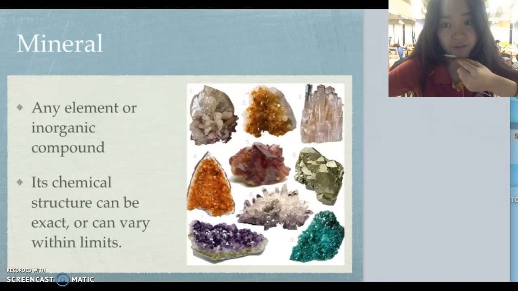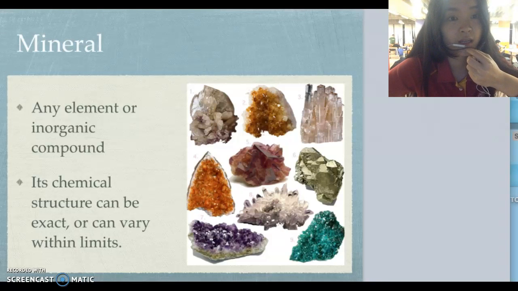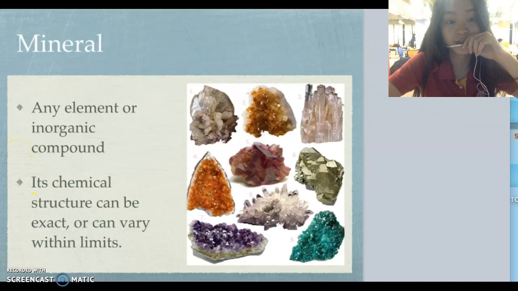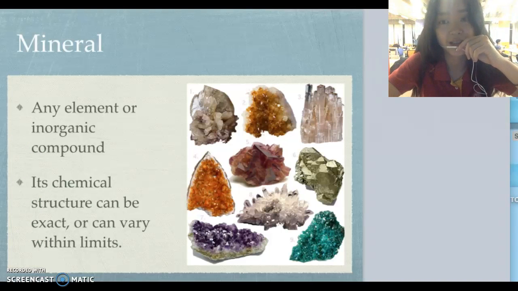So what's the difference between rock and mineral? Actually, there are some differences. Mineral is an element or inorganic compound. And its structure can be exact and also it can be various.